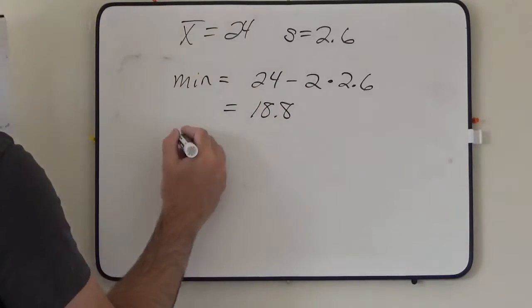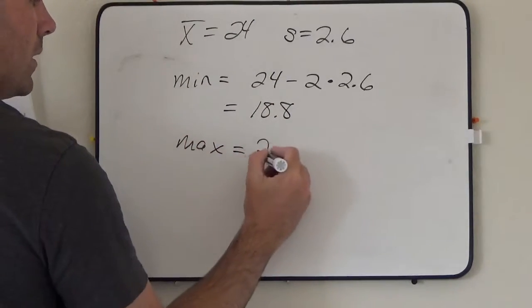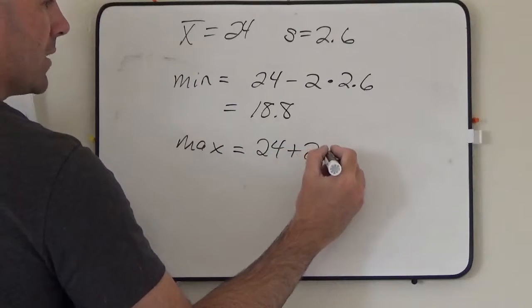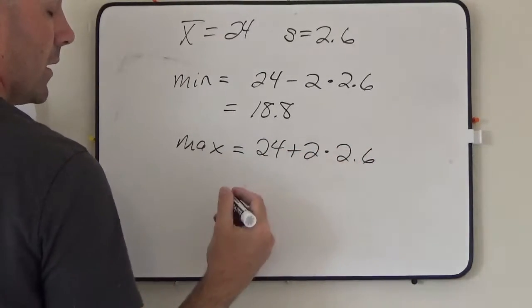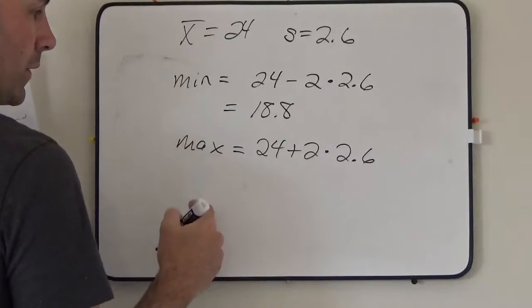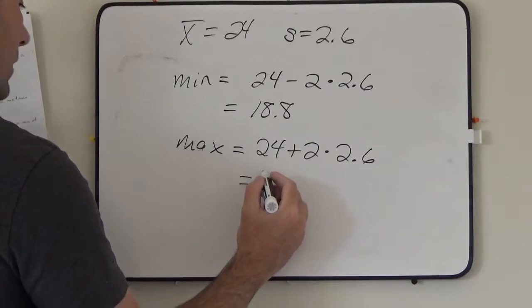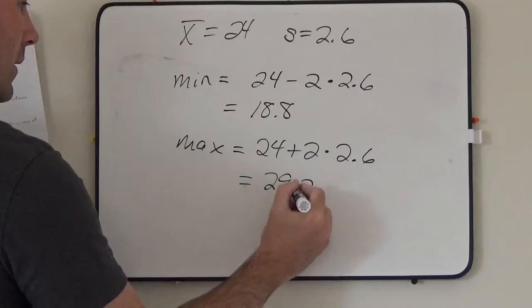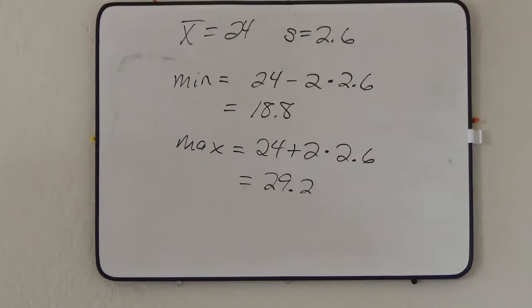Then for the maximum, we're also taking 24, and this time we're adding 2 times 2.6. Again, we multiply first, 2 times 2.6, and then we'll add 24 to it, and the answer will be 29.2. And that's my minimum and maximum values, more or less, of my data points, okay? In other words, we didn't know what the numbers actually were, we just knew the standard deviation and we knew the mean. We could find the minimum value and the maximum value using this formula, okay?